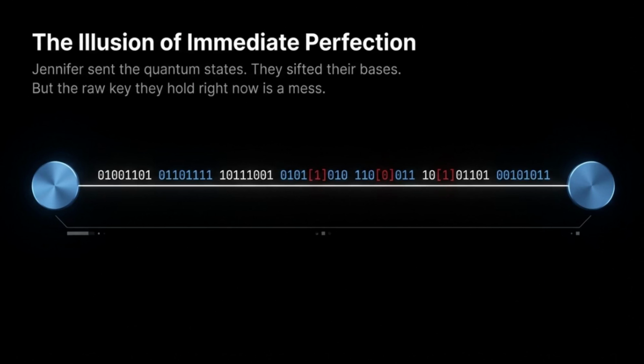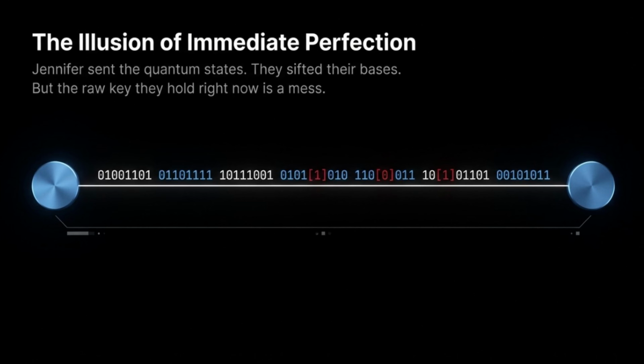In our previous session, Jennifer successfully sent the quantum states, and she and John sifted their bases. At this point, it's easy to think the hard part is over, but that is the illusion of immediate perfection. While they have a foundation, the raw key Jennifer and John hold right now is, quite frankly, a mess.